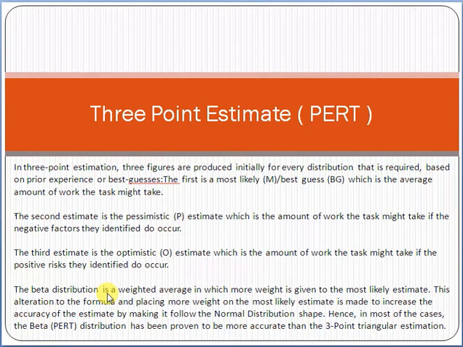Today we will discuss the topic 3-point estimate. This topic is very important, and we will see it with respect to project management or PMI. What does 3-point estimate of PERT mean? The main topic is PERT. Basically, PERT is a subtype of 3-point estimate. So basically we will see what PERT, or Program Evaluation Review Technique, means.